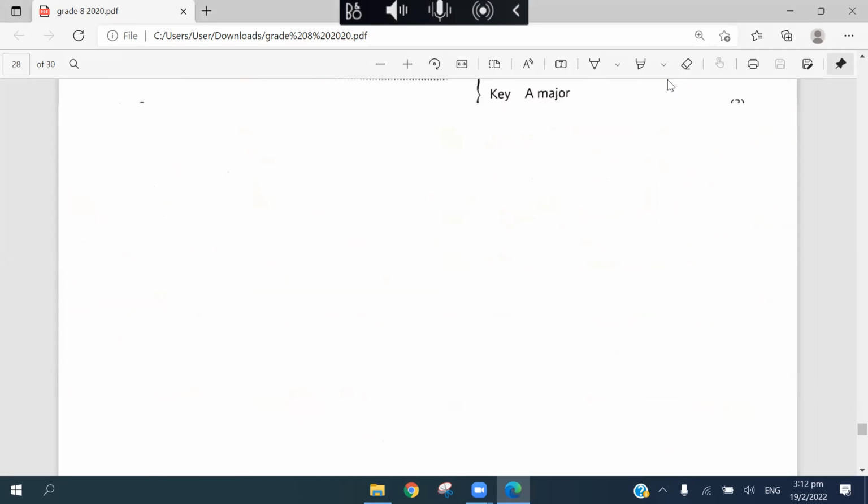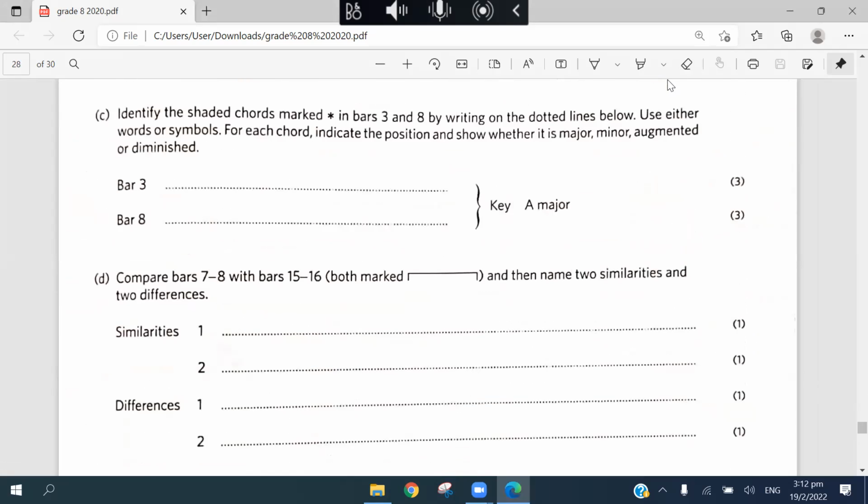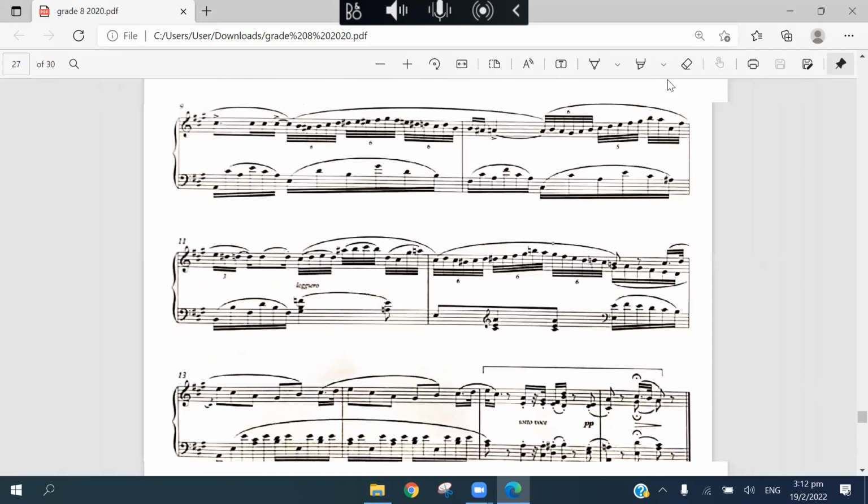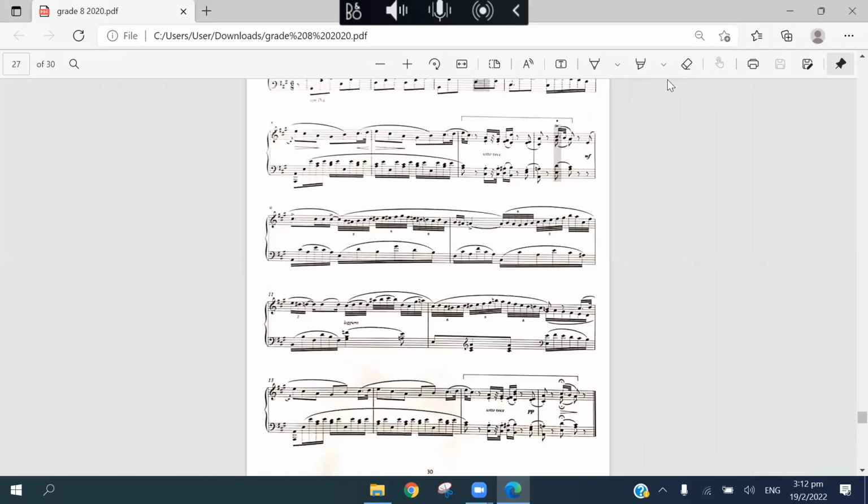Then differences. 7 to 8 and the 15 to 16. Two similarity. Remember the charts of the similarity? Tell me, okay, 它们有什么 same? Same what? So they have the same rhythm, yes. Then second thing, same notes. Are there exactly the same notes? 一个 note 都没有错吗？有啦。So it cannot be same note, must be same dynamics.